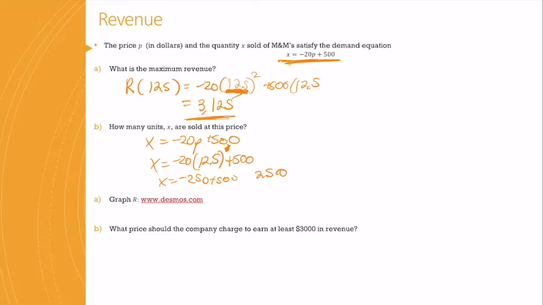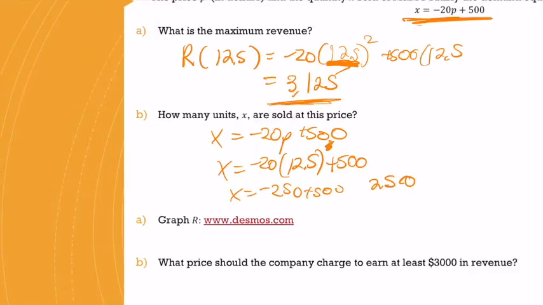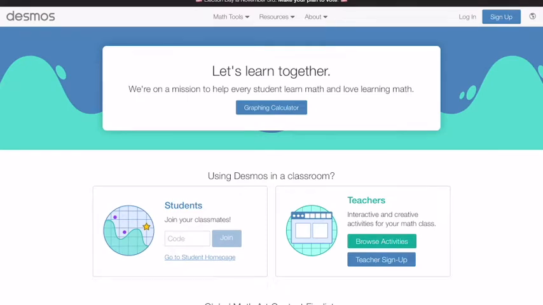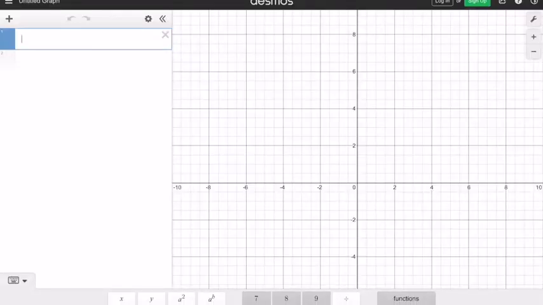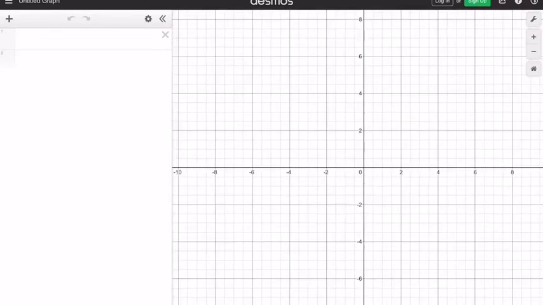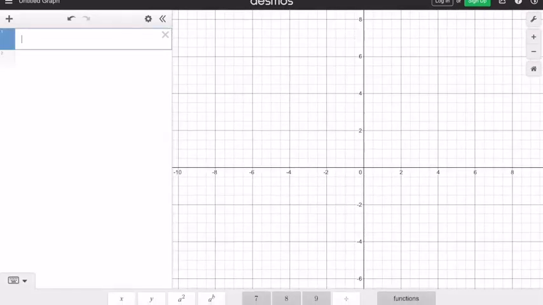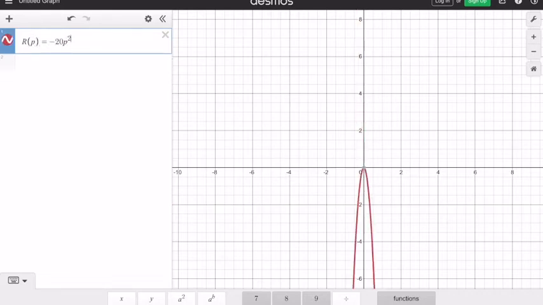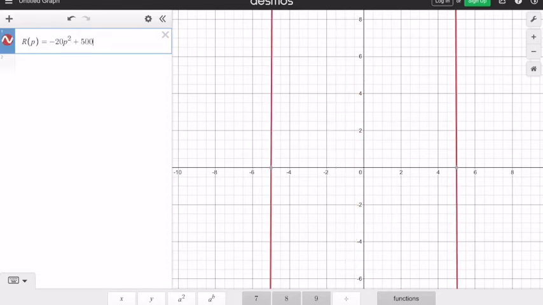I can graph this in Desmos. So let's go to Desmos and go ahead and graph, so I can see what this looks like. If I have R of, let's change our variable to, let's let R of P, hopefully this works, R of P equals negative 20P squared plus 500P.